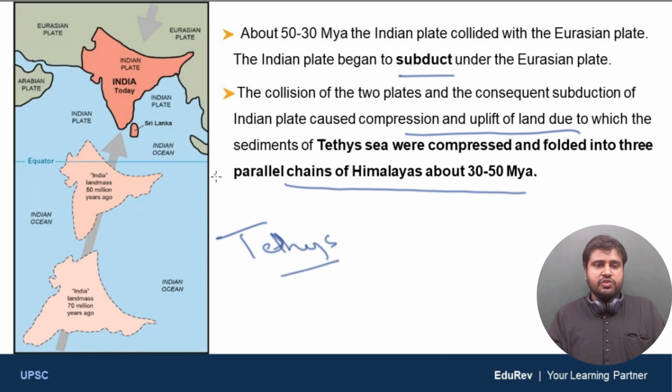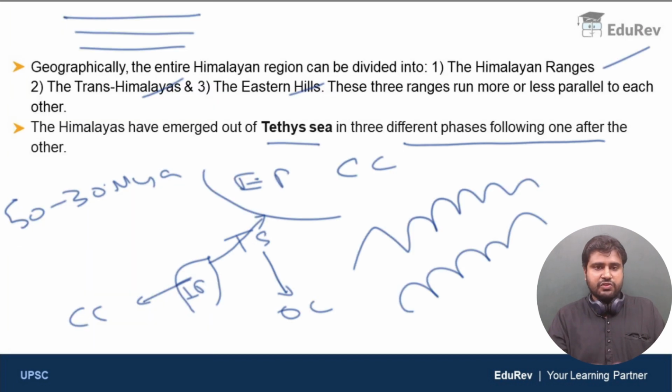Clear? So once upon a time, in between the Indian plate and Eurasian plate, we had Tethys Sea. So when Indian plate came close to the Eurasian plate, the oceanic crust of the Tethys Sea got folded, and a series of folds formed at the boundary between the Indian plate and the Eurasian plate. Those folds are nothing but the Himalayan mountains, as simple as that. So we have three parallel ranges of Himalayas, and these three parallel ranges have emerged out of the Tethys Sea in three different phases following one after the other. The rocks of the Himalayan mountains have marine origin.